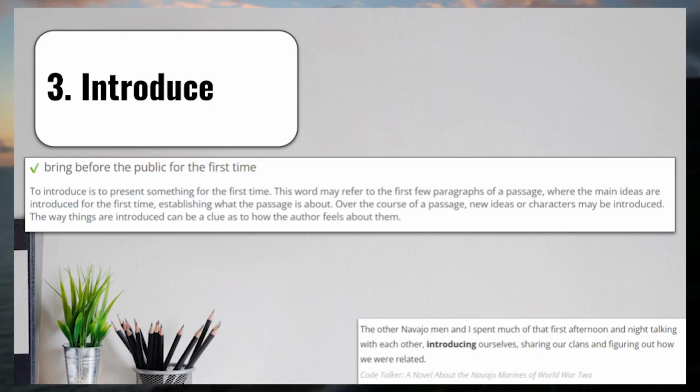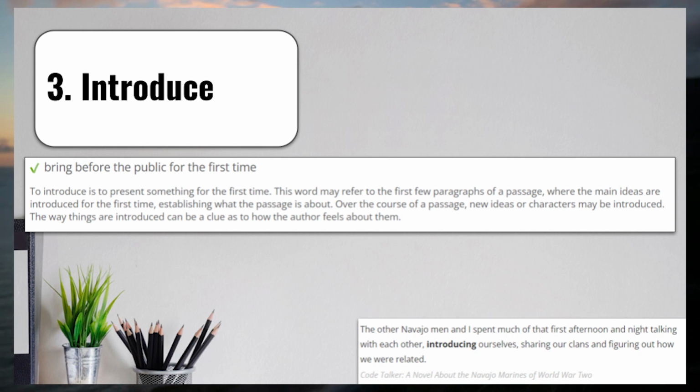Term number 3 is introduce. To introduce is to bring before the public for the first time. It's to bring it in front of people or to present an idea. To introduce is to present something for the first time. This word may refer to the first few paragraphs of a passage where the main ideas are introduced for the first time, establishing what the passage is about.